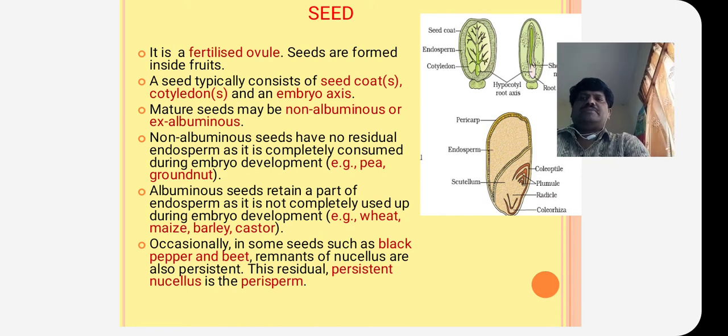But in case of albuminous seeds, you can find some residual part of the endosperm that is not completely used up by the developing embryo, and we can find some amount of endosperm in wheat, maize, barley, and castor. Occasionally in some seeds such as black pepper and beet, some part of the nucellus remains persistent, and this residual persistent nucellus is called perisperm.